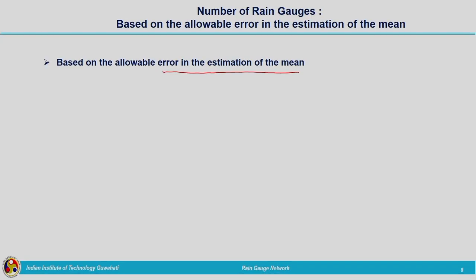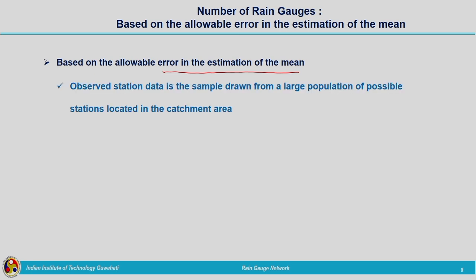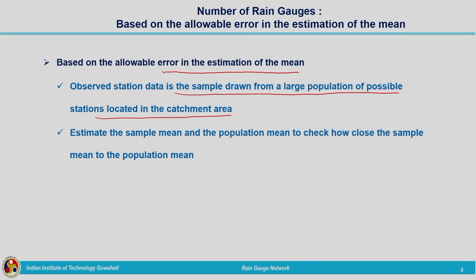Now, let us move on to the second method, that is based on the allowable error in the estimation of the mean. So, here also we are considering the observed station data as a sample drawn from a large population of possible stations located in the catchment area. We have a population, and from that we are considering sample data. After that, we will estimate the sample mean and also the population mean to check how close the sample mean is to the population mean. We will be comparing the sample mean and the population mean.